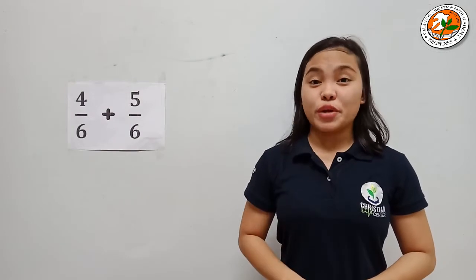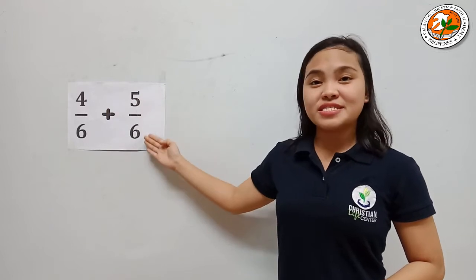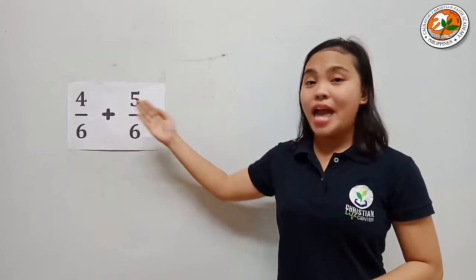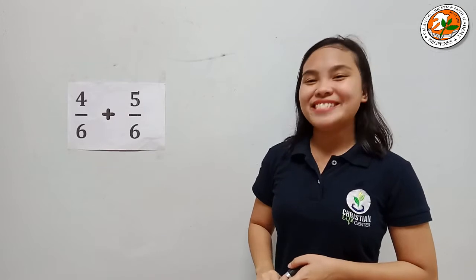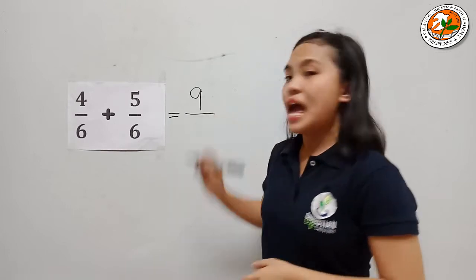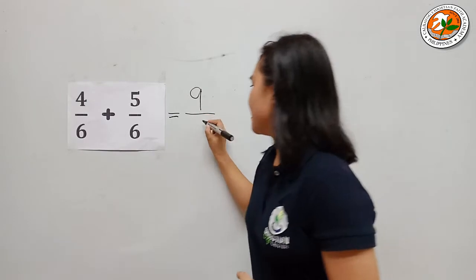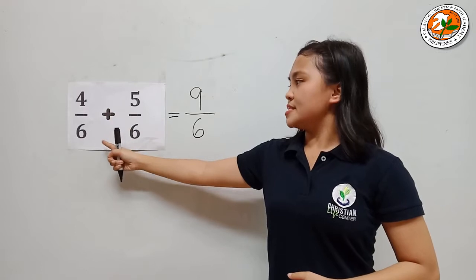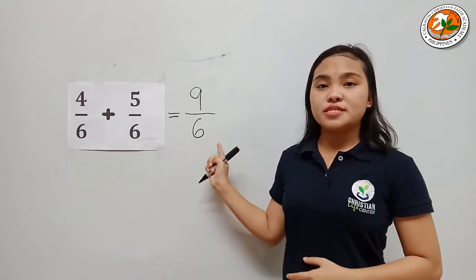Let's have another example. 4 over 6 plus 5 over 6. First, let's add the numerators, which are 4 and 5. 4 plus 5 is equal to 9. Next, let's copy the denominator, which is 6. The sum of 4 over 6 plus 5 over 6 is equal to 9 over 6.